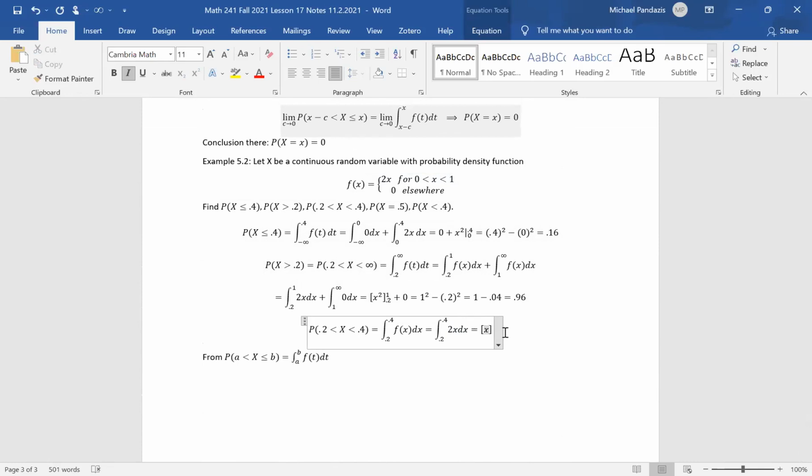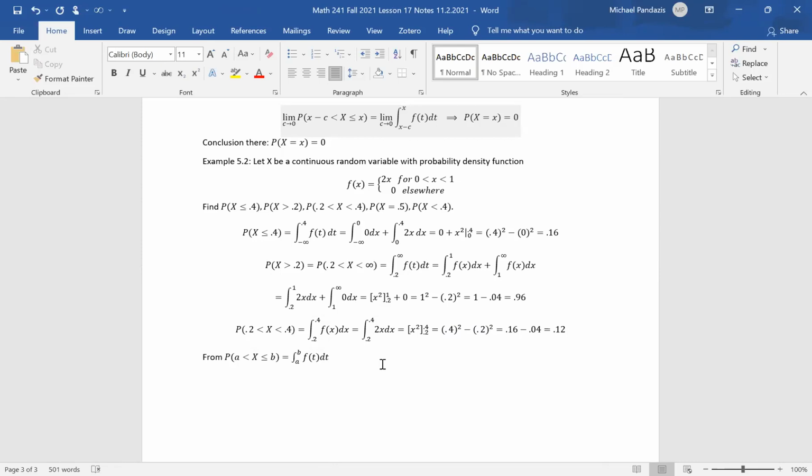Well, an antiderivative of 2x is x squared, and you evaluate it from 0.2 to 0.4 by the fundamental theorem of calculus. And so this is equal to 0.4 squared minus 0.2 squared. And this is equal to 0.16 minus 0.04, which is 0.12. Okay, so the probability of this interval is equal to 0.12. And this is from earlier.